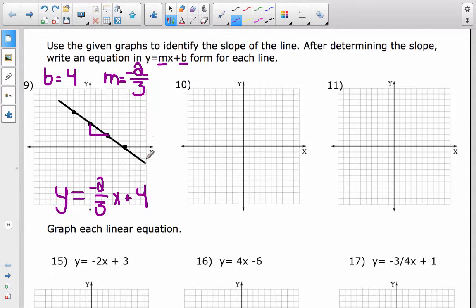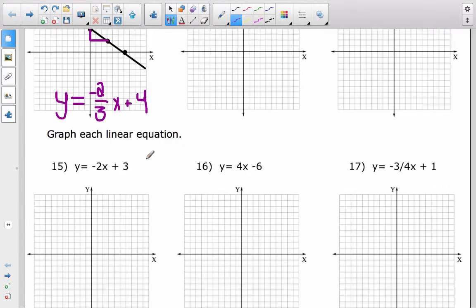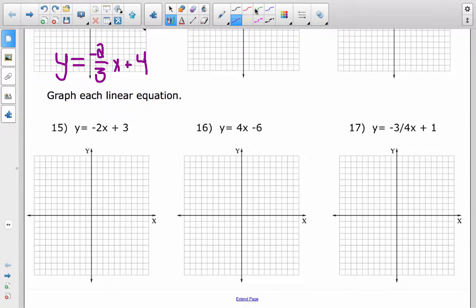And then we're going to jump down to our last section, so please find number 15 on your paper. And for this one, we're working backwards from what we did in the previous section. So here, you're given an equation. I want you to give me the line. So again, the slope is sitting with the x, so that's your -2. We like to think a slope as a fraction, so I'm going to go ahead and make -2 a fraction by putting it over 1. And then the 3 is our y-intercept, or the b.